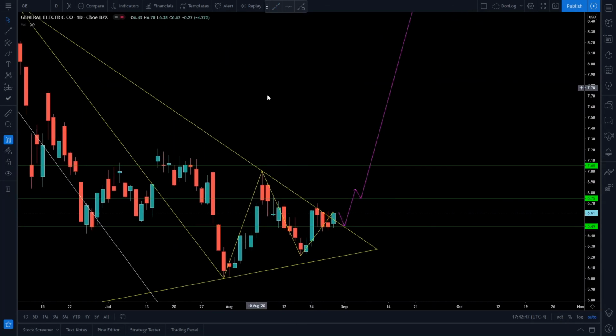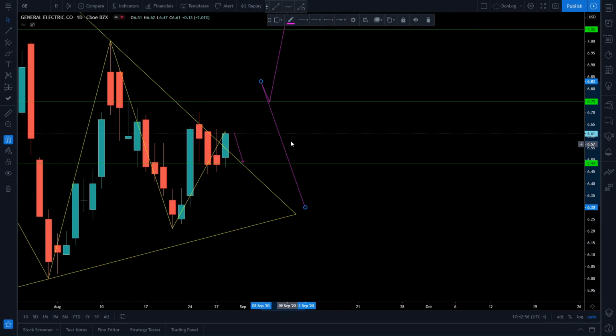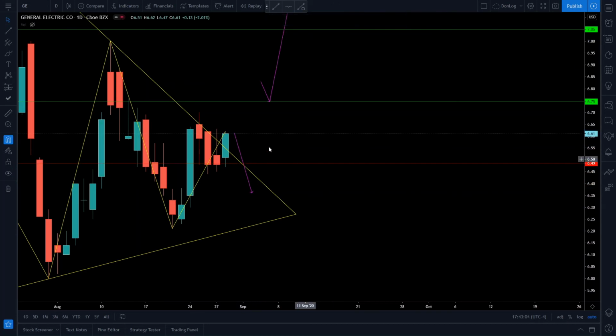And it'll be the same down here at support. If we had the exact same example and price broke through, you would sell, and this would become resistance. And now you have a new story.